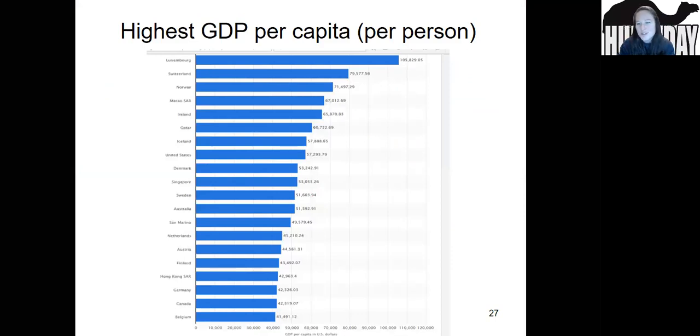Now, the richest countries in the world based on population. These are the countries that are producing the most per person. Luxembourg, Switzerland, Norway, Macau, which is a very small part of China, Ireland, Qatar, Iceland. You guys see that the United States is down that list.